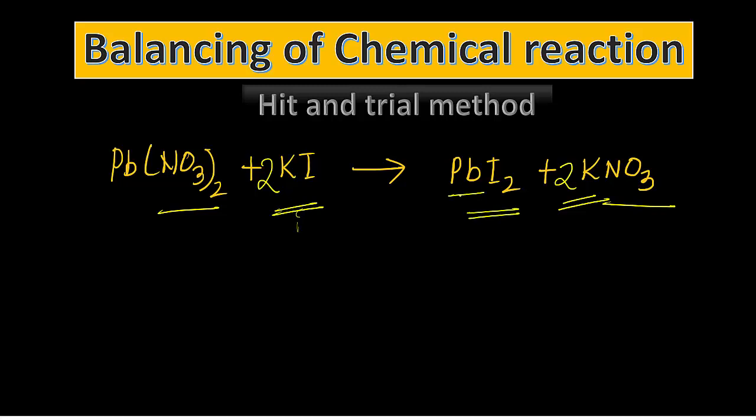What is the number of lead in the product? 1. And what is the number of lead in the reactant? This is also 1. So this is also balanced. Okay? The reaction is balanced.